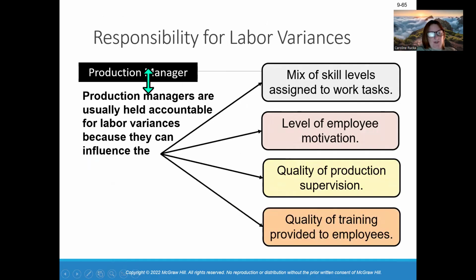Your production manager is usually held accountable for labor variances because they are the ones who influence how skilled your workers are. They motivate your workers, they supervise, and they train your employees. So if they're not working efficiently, this is usually your go-to guy. We're going to talk next week about how to evaluate, but keep in mind their areas of responsibility are going to come up when we talk about evaluations next week, because in order to be a meaningful evaluation, you've got to tailor those criteria to the actual job being done.